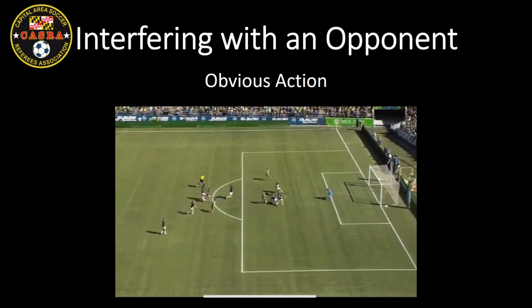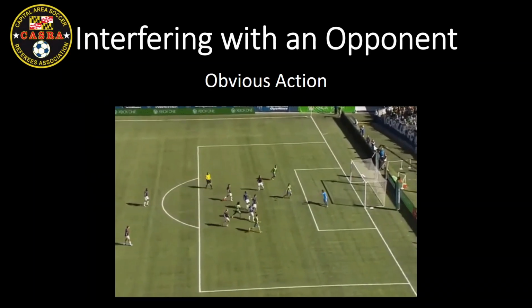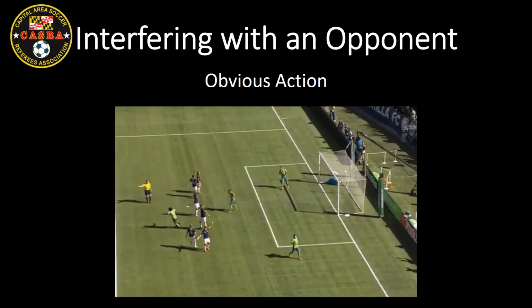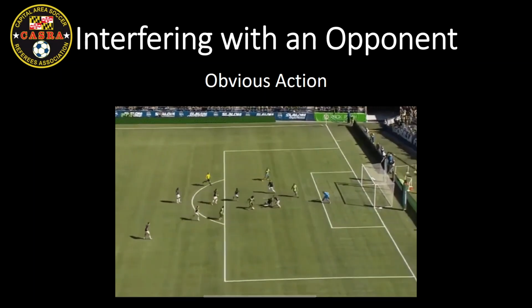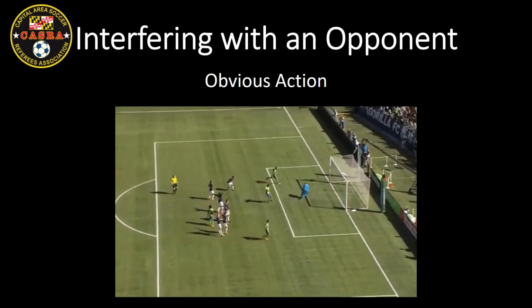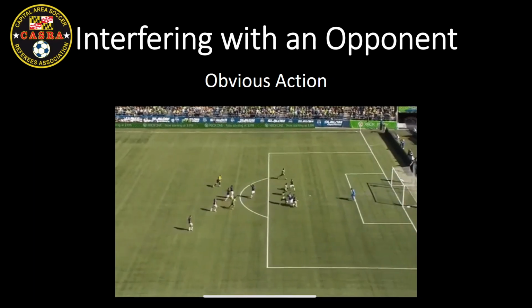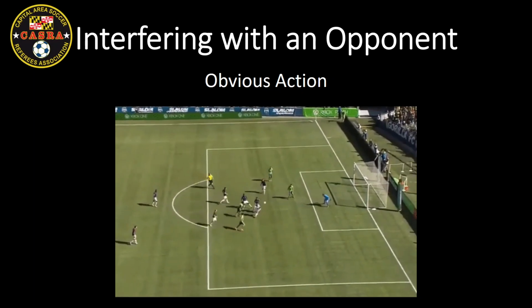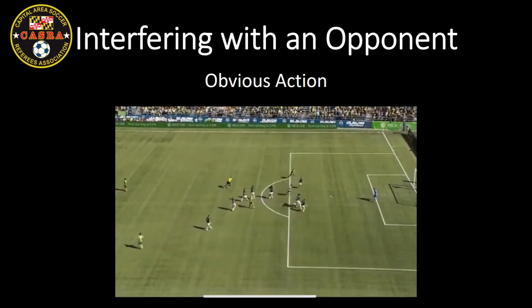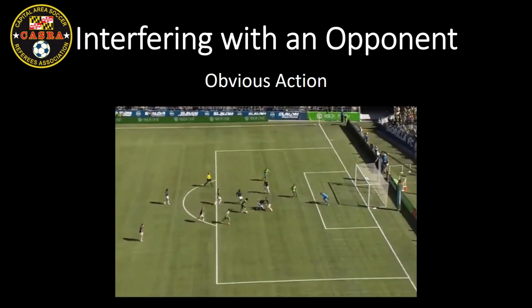Here we have interfering with an opponent, obvious action. After the shot is taken, there's a player in green in an offside position that attempts to touch and play the ball. This obvious action forces the goalkeeper to hesitate, affecting his ability to save the ball. This is no goal, offside.